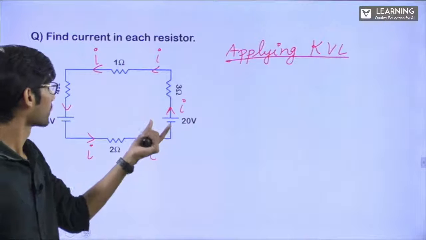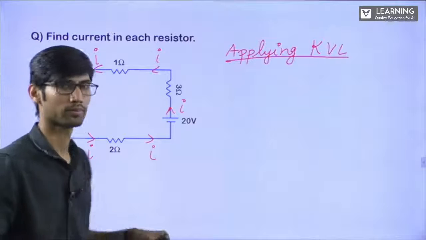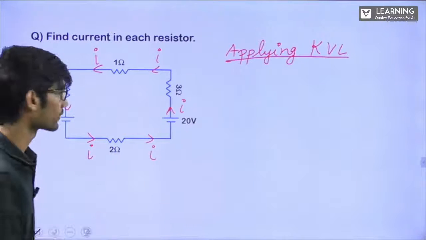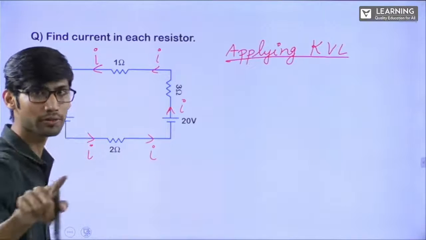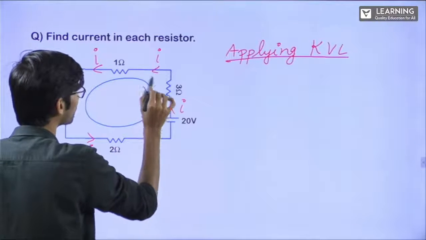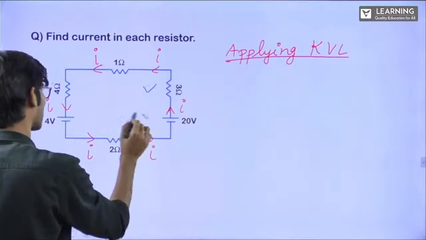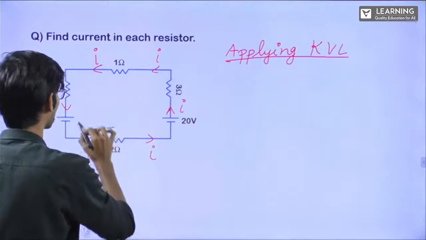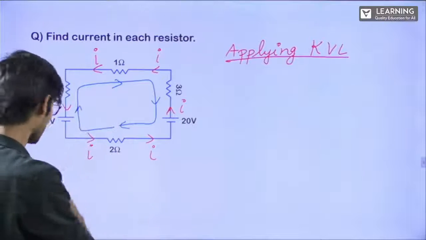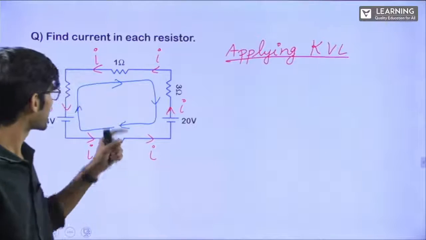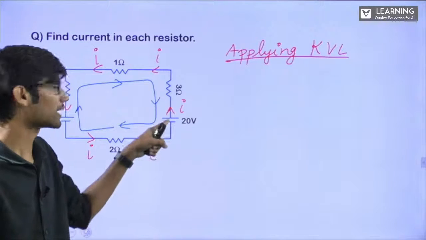Now see. Second thing is we have to assume the direction of loop. So which way you want to go? Let's this time go opposite to the direction of current. Last time we went in the direction of current. This time we'll go opposite to the direction of current. Alright, let me make it properly. Now see, we'll start from where? Just make sure wherever you start from, you reach that point again. We'll start from this 20.